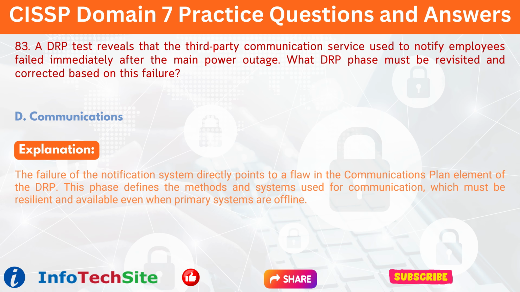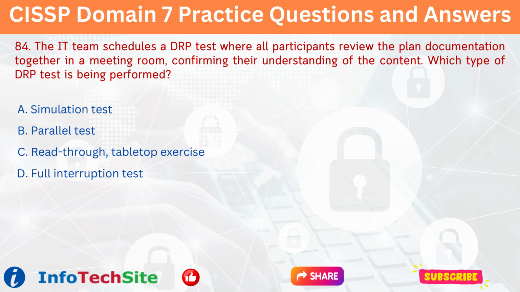Communications. Explanation. The failure of the notification system directly points to a flaw in the communications plan element of the DRP. This phase defines the methods and systems used for communication, which must be resilient and available even when primary systems are offline.